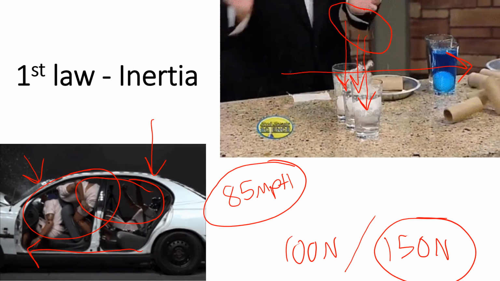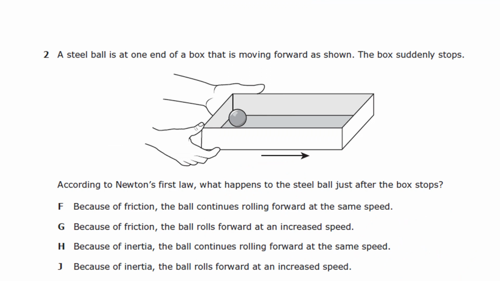Let's continue on. All right, let's try a practice question here. A steel ball is at one end of the box moving forward. The box suddenly stops. You can see that it's moving forward here. According to Newton's first law, and that is going to be the law of inertia, so we'll keep that I there. What happens to the steel ball just after the box stops?